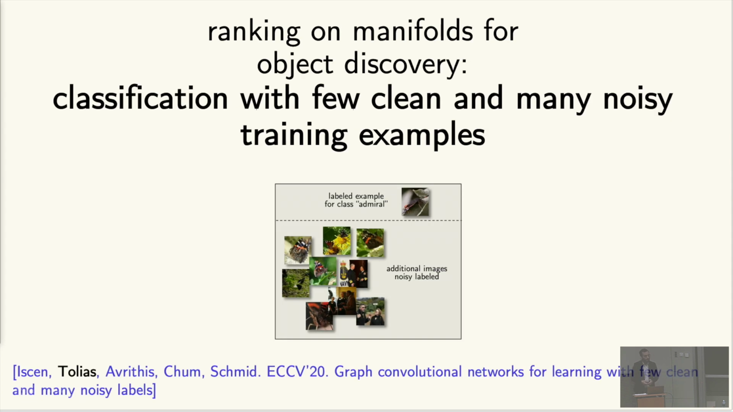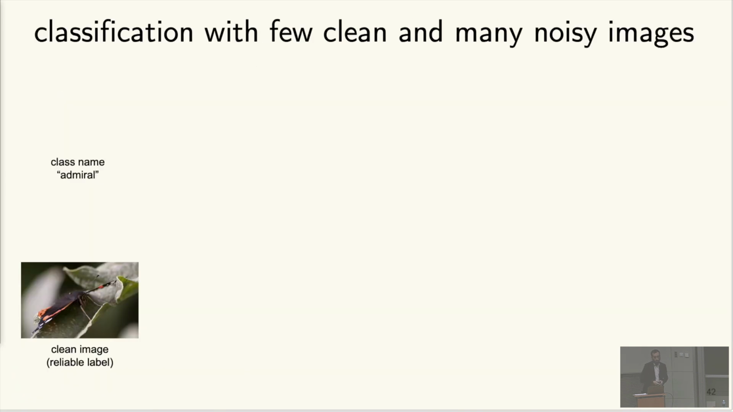Now, in the last part, I'm going to talk about a slightly different classification task. Again, we use the concept of ranking on manifolds to perform object discovery, so that we improve classification when we're dealing with few clean and many noisy training examples. And let me describe what that means.